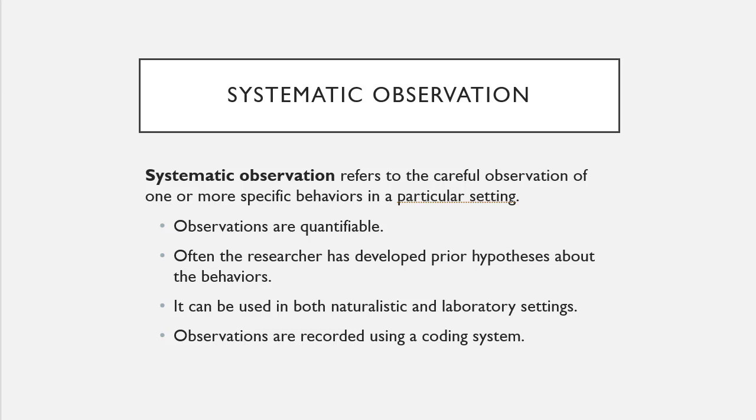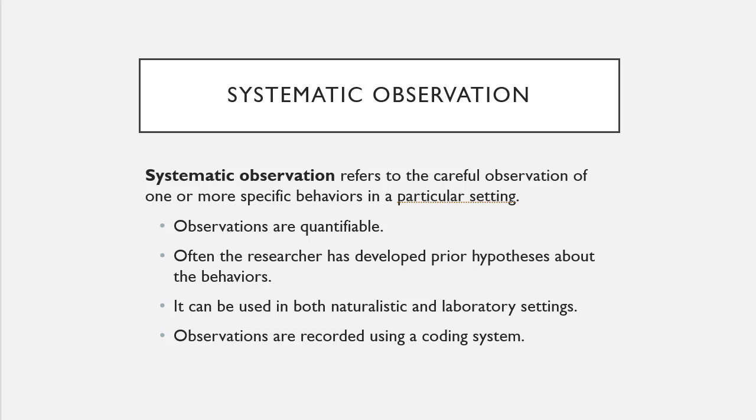We can use naturalistic and laboratory settings for systematic observations. So as far as a qualitative method goes, this one can kind of span. And the reason why it spans quantitative and qualitative so well is that we are looking at specific behaviors that are planned ahead of time. And we're going to code those behaviors somehow.